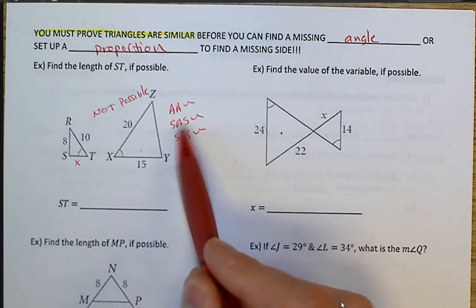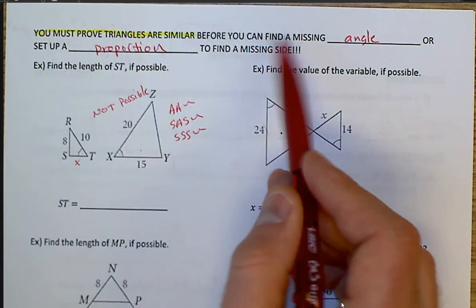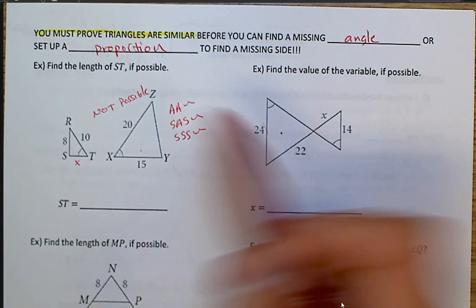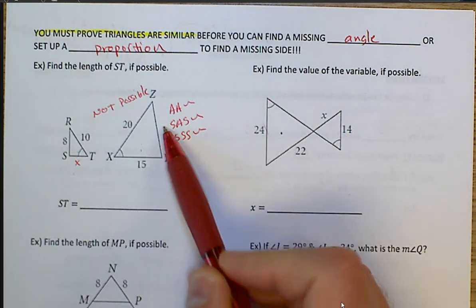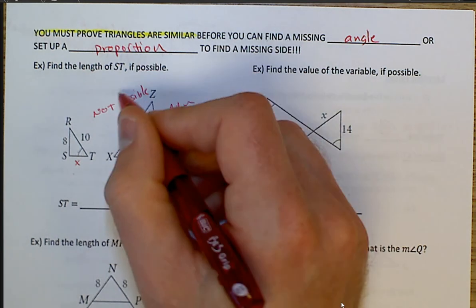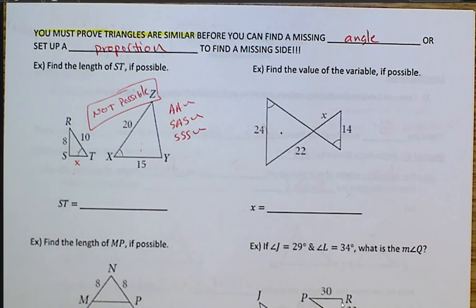And yes, again, you can't find X. You can't assume that they're similar to find X. Side, side, side is all 3 sides. 1, 2, we're missing a side here. 1, 2, we're missing a side. That's why this one is not possible. You have to prove that they're similar first before you can find missing values, okay?